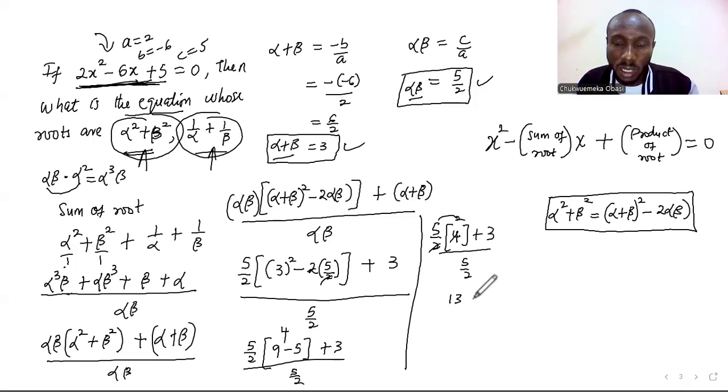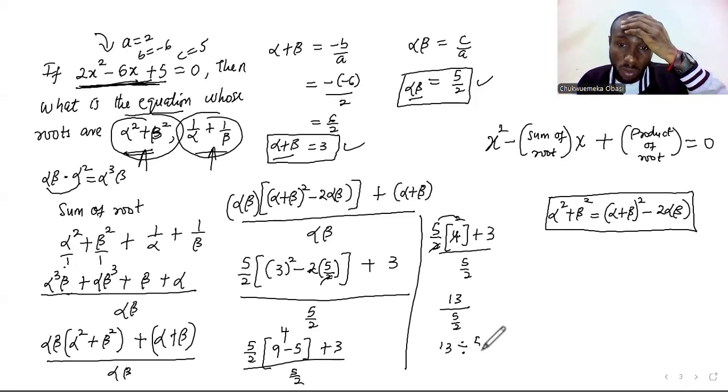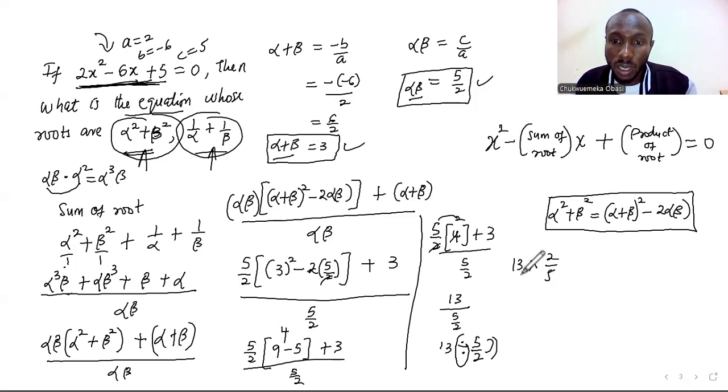So we have 13 now divided by 5/2. When we work with division like this, we change the division to multiplication and invert this guy. So you have 13 times 2/5, and that's going to give me 13 times 2, which is 26/5. Wow, we've gotten the sum of the roots. The sum of the roots is just 26/5. So I will just come right here and say sum of roots is 26/5. Remember, there's an x here.